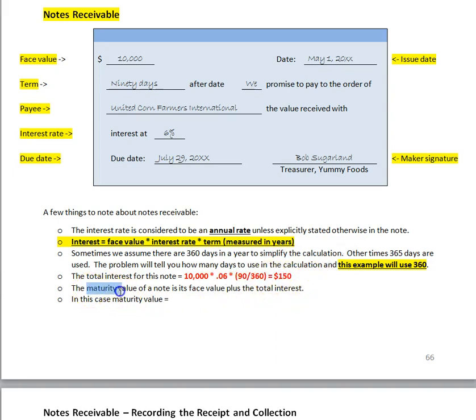Alright, the maturity value of a note is its face value plus the total interest. In this case, the maturity value is going to be equal to the $10,000 plus the $150. So the face value plus the interest equals the maturity value.